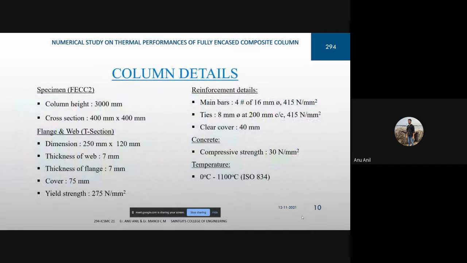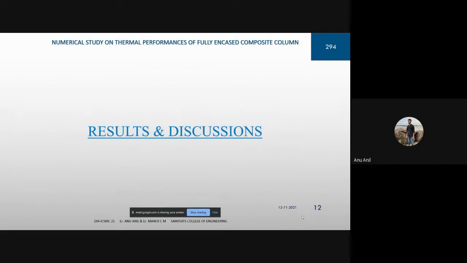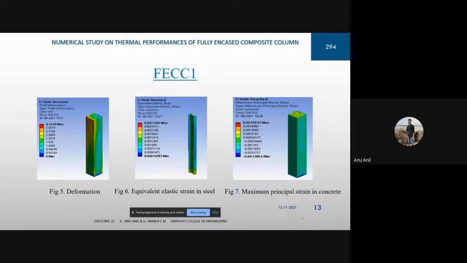These are the details of the second column, and this is the model of the second column. Moving on to results and discussions. The maximum principal strain in concrete reached a value of 0.0035 when the maximum deformation in the column was 4.33 for the first column, and the equivalent elastic strain in steel was 0.0027.